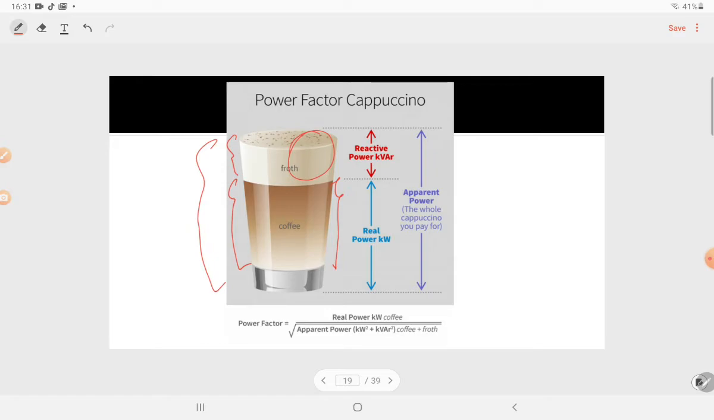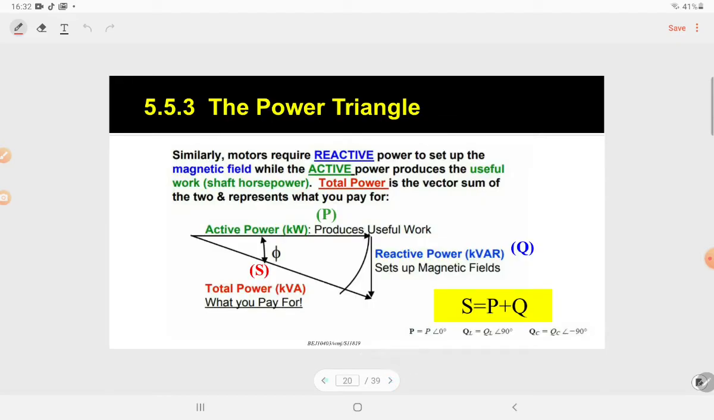So usually we can say that the real thing that we enjoy is this part, coffee, and the reactive power is the bubble part. Okay, so you don't need it, but you must have it. If you don't have a froth up there, it's not called cappuccino, it's only called coffee, right guys? So the overall cup you pay for is similar to the apparent power.